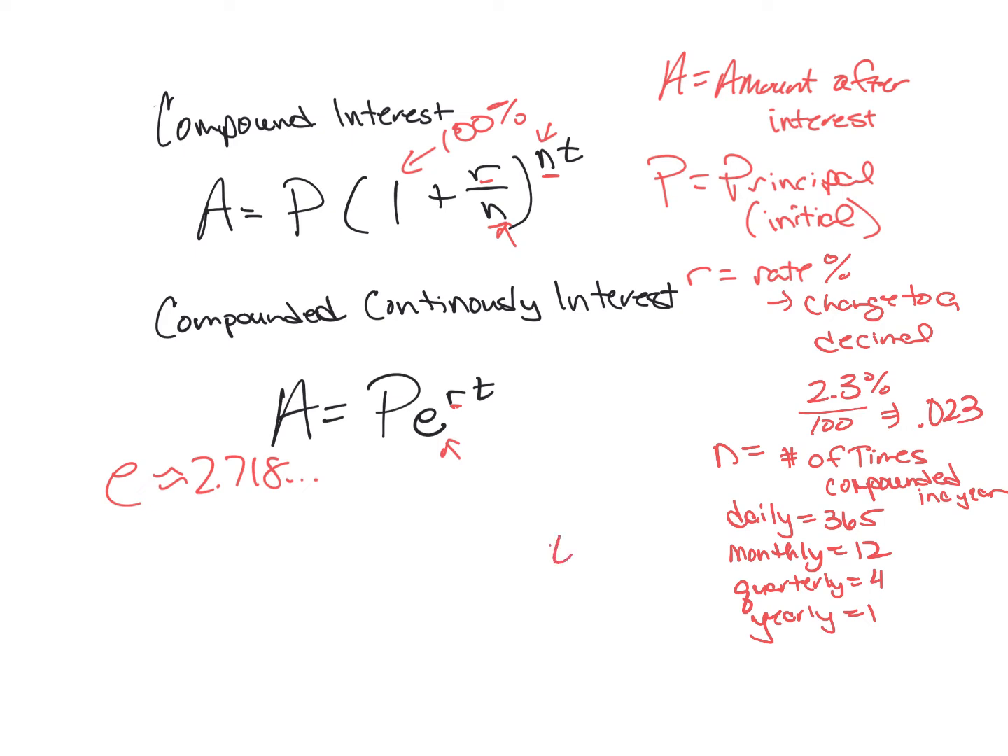Then T is your total number of years that you're going to compound this. So in 10 years or 15 years or 5 years or whatever. And that's for both of those. And then the E, we've talked about that. That's that natural base E. So that's making it continuously compound, because that number just keeps going and going. So we're going to use both of these in these problems today.